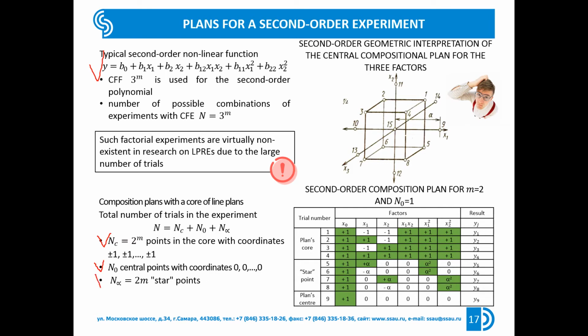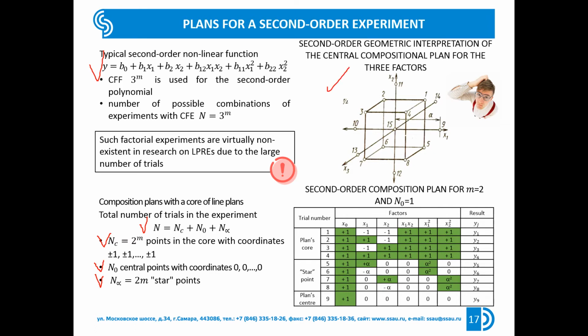and these are the axial, so-called star points, located in pairs along the coordinate axes at a distance from the central point called the factor leverage. The magnitude of the factor leverage and the number of trials in the center of the plan N0 depend on the type of composite plan chosen. The total number of trials in the experiment is equal to the sum of the points. A geometric interpretation of the central composite plan is shown in the figure.